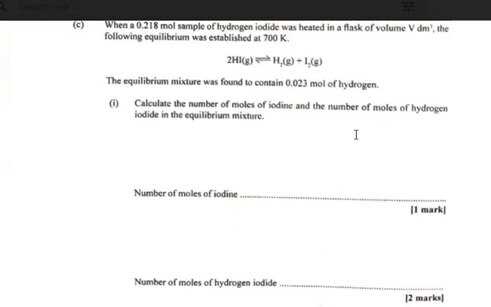It says the equilibrium mixture was found to contain 0.023 mole of hydrogen. And it wants us to calculate the number of moles of iodine and the number of moles of hydrogen iodide in the equilibrium mixture. So this is a typical equilibrium question where they give you the initial amount of the reactants and something at equilibrium.